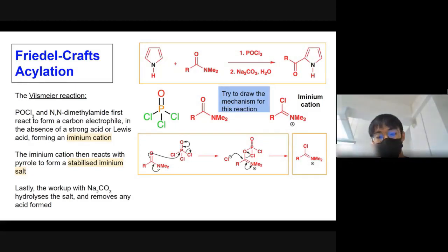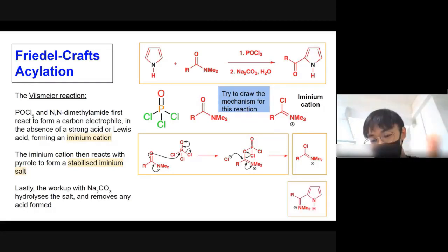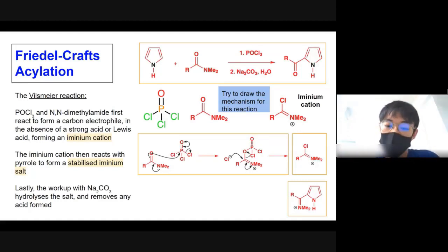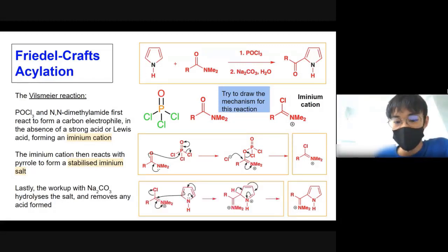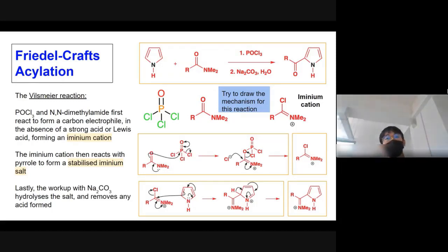Okay, so this product actually reacts with pyrrole to form this fancy intermediate. Once again, if you want to try to write it out, you can, but I'll just present it. So this iminium salt reacts with pyrrole. You can see it for yourself. It forms the product on the bottom, and then the last step is just a hydrolysis step with a base, and you'll form this acylated product.